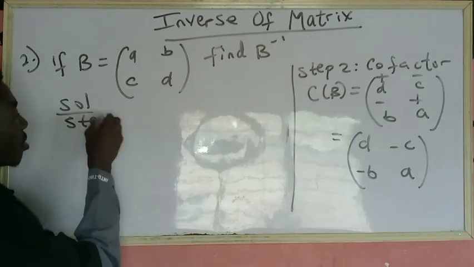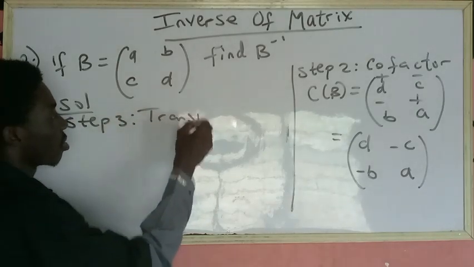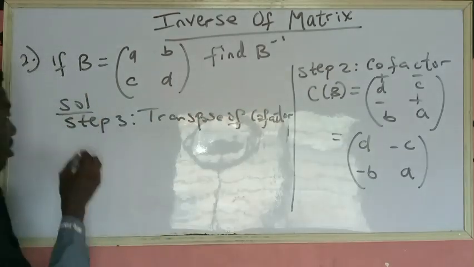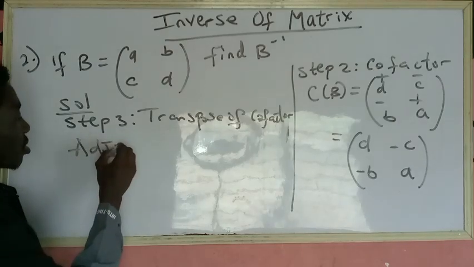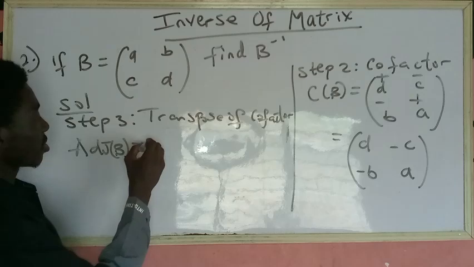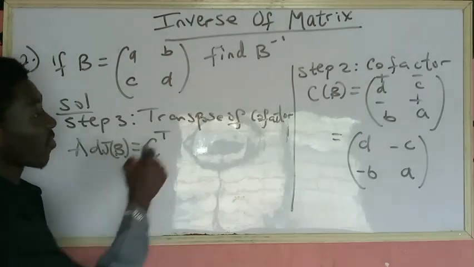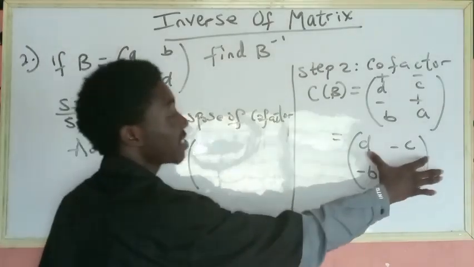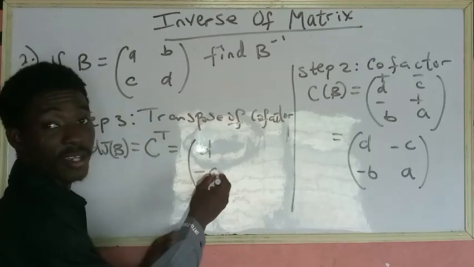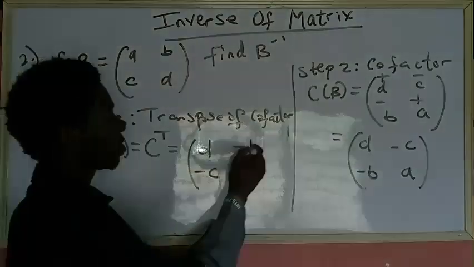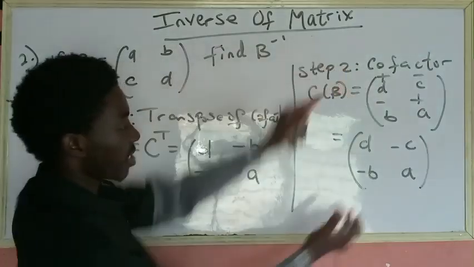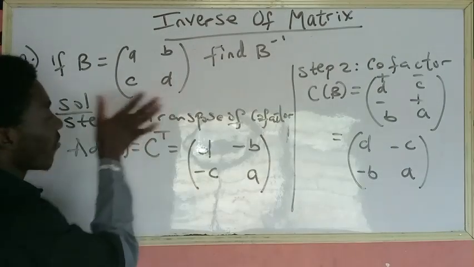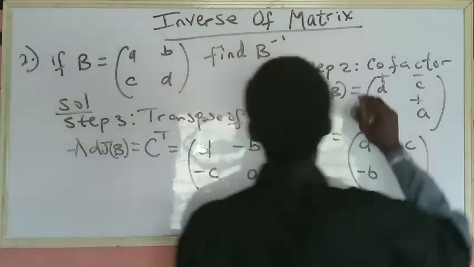Step 3, transpose of the cofactor. So my adjoint of B is equal to the transpose of the cofactor of B. What is the transpose? Transpose is taking the rows to columns. So D and minus C becomes D and minus C. Minus B and A becomes minus B and A. You can see this turns like this. And you have this. So this will be the adjoint of this matrix. Then from there, we can go on.